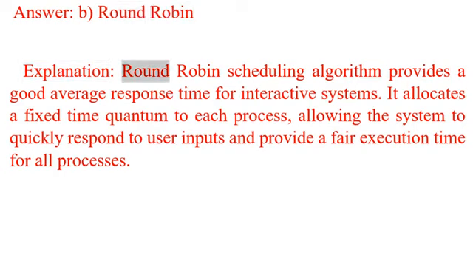Explanation: Round robin scheduling algorithm provides a good average response time for interactive systems. It allocates a fixed time quantum to each process, allowing the system to quickly respond to user inputs and provide a fair execution time for all processes.